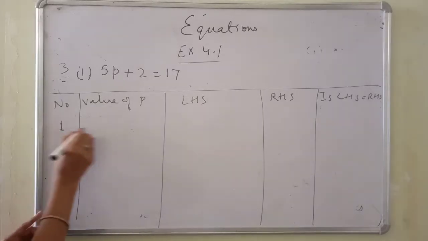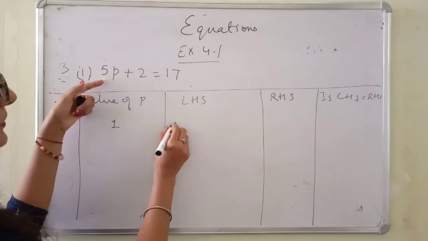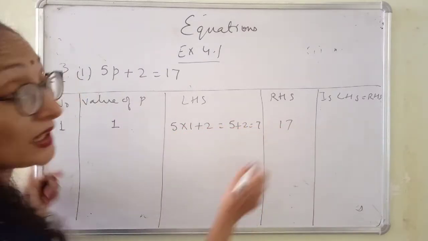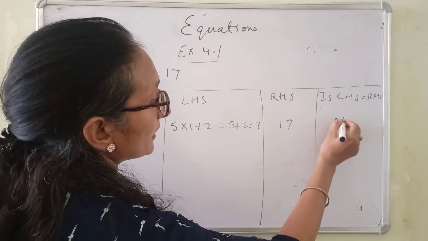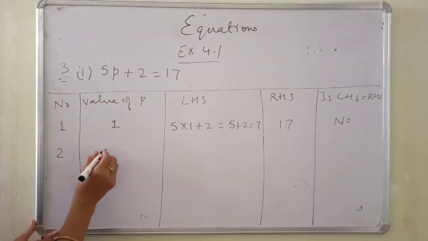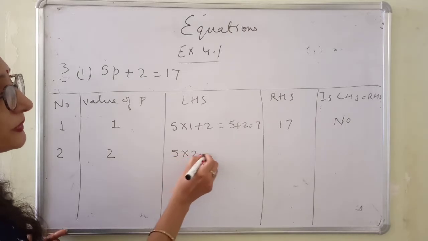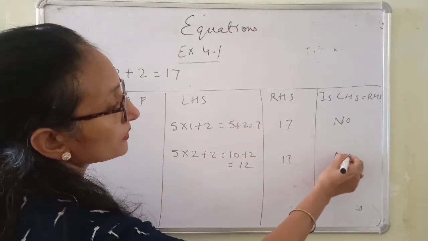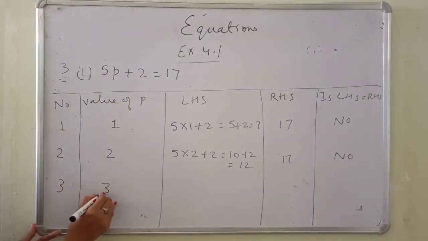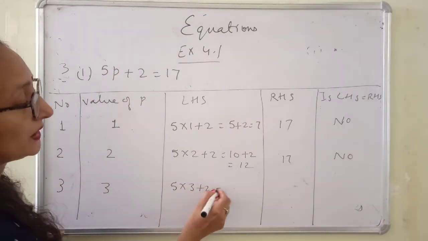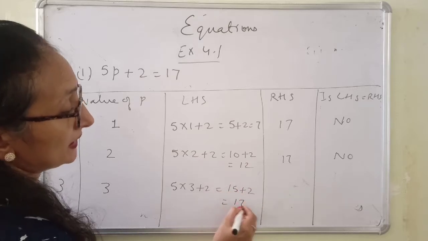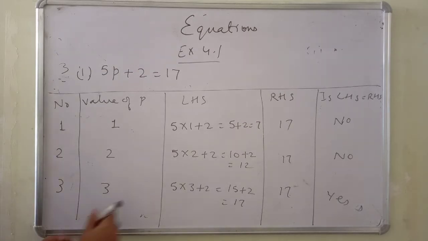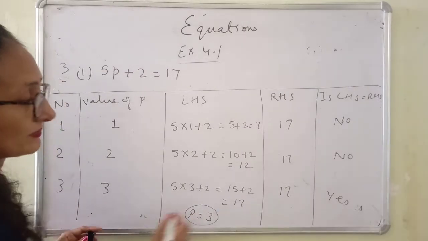So first, when we put p is equal to 1, LHS is 5 into 1 plus 2. 5 plus 2, this is 7 and this is 17. Are they equal? No. So write here no. Now go for the next one. p is equal to 2. 5 into 2 plus 2. 10 plus 2, that is 12. And this is 17. Are they equal? No. Now we move to 3. 5 into 3 plus 2. 15 plus 2, that is 17. And RHS is also 17. So yes, now we have the answer. That is p is equal to 3. This is our answer. Okay.